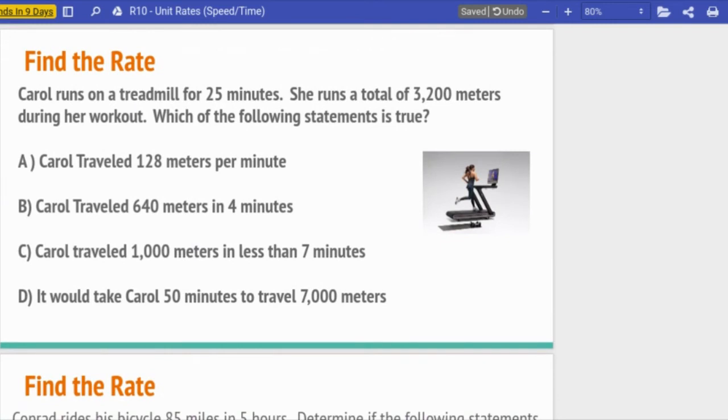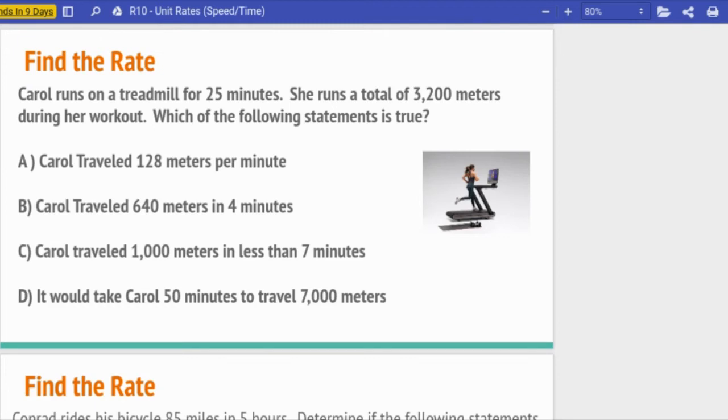All right, this one's a little bit trickier. Carol runs on a treadmill for 25 minutes. She runs a total of 3,200 meters during her workout. Which of the following statements is true? All right, so we look at these. Carol traveled 128 meters per minute.